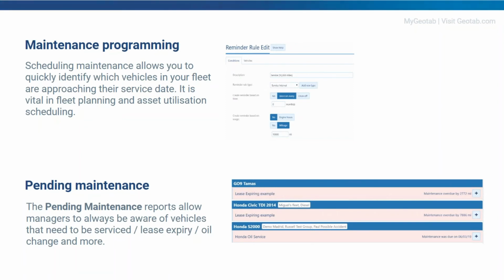And moving down there, we've got the pending maintenance reports, allowing managers to always be aware of vehicles that need to be serviced, or that are coming up for lease expiry or oil changes. And in this particular example here, at the bottom right of the screen, we're being alerted to a vehicle that requires an oil change and 2 vehicles whose leases are due to expire. And this will help the organization to plan effectively, schedule when their vehicles need to be coming in, and just maintain overall operational efficiencies, basically. So again, very useful at helping and maintaining maintenance costs.